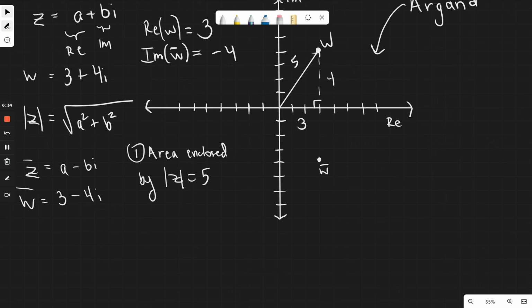But if you think about it graphically, and you think about all these numbers having a magnitude of 5, well, you realize that just makes a circle of radius 5 centered at the origin. So the area would just be 5 squared times pi. So it would just be 25 pi. And so, as you can see, it's not complicated at all.